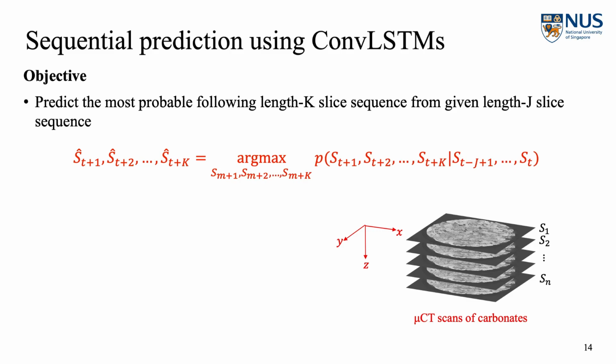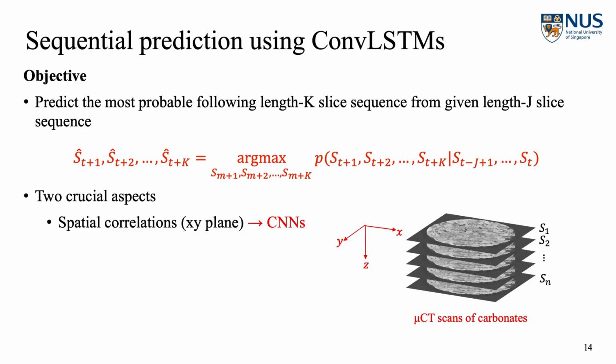There are two crucial aspects. One is the spatial correlation in the XY plane, which can be well handled by convolutional layers. The other one is the image variations along the z axis. This can be handled by recurrent neural networks. Therefore, we build our neural network based on the convolutional LSTM layer, which integrates the 2D convolutional layer into the LSTM layer. In the following part, I will introduce the structures of convolutional LSTM layers to you before we go to the experiment part.